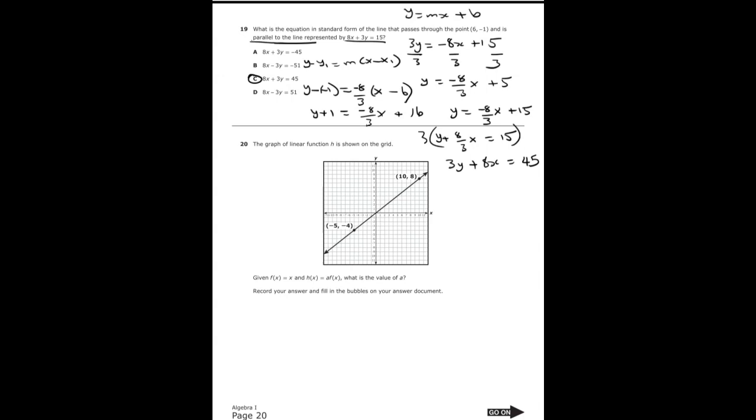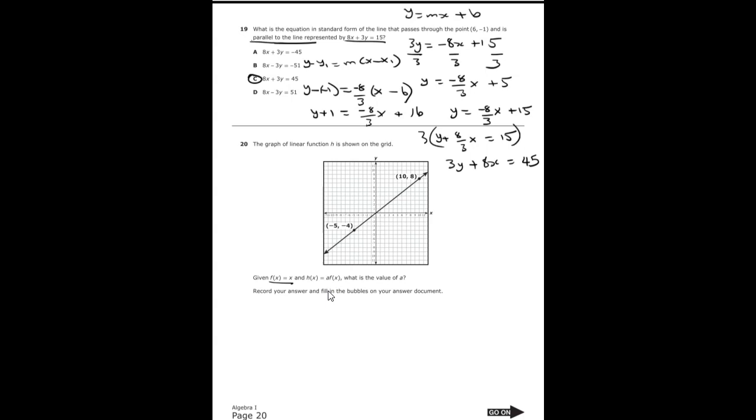The graph of linear function h is shown on the grid. Given f of x equal to x and h of x is a times f of x, what is the value of a? So it says here the graph of linear function h. Okay, so this is the linear function h. If we have f of x equal to x, we can look at this as our parent function. And then we want to find the value of a, so we can simply find the slope of this line. That will give us an idea of what the value of a is.